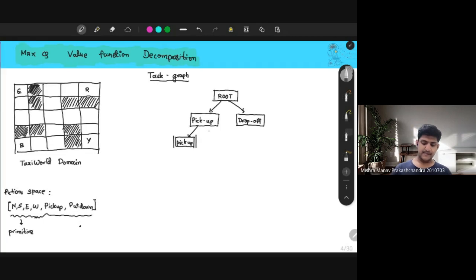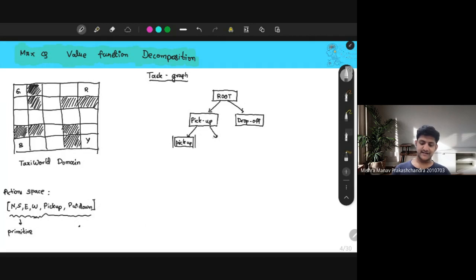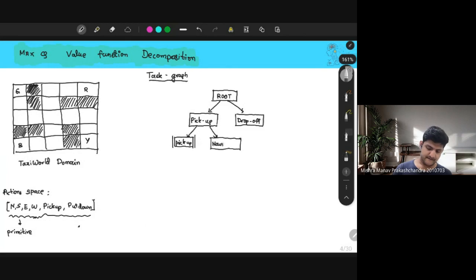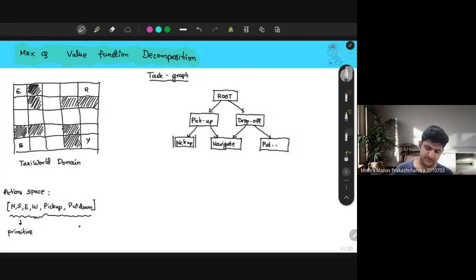When you are doing the pickup subtask, the second thing that you can do is navigate. Similarly, for drop off, you have the same. You can either navigate or you can perform the put down operation. By put down, what do we mean? That the passenger has reached the location and the passenger gets down. So it's again a primitive action denoted by this sign.